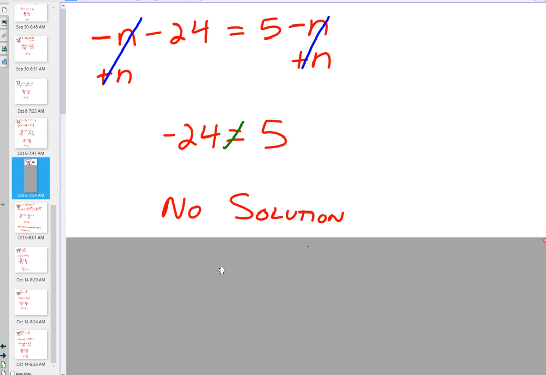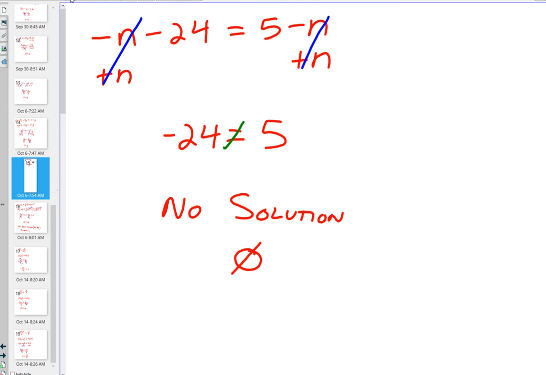If your time is too precious and you don't feel like writing out the entire no solution, there is a symbol for it. It's called the empty set. It's like a 0 with a diagonal line through it. That would suffice as well. This means no solution. Better today, right? Makes more sense today.